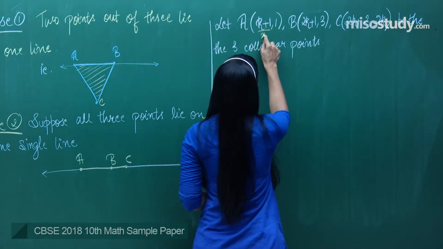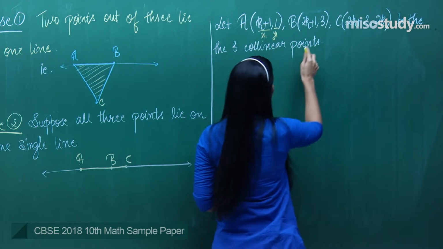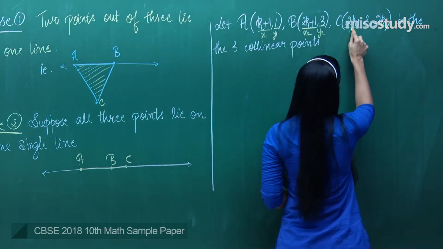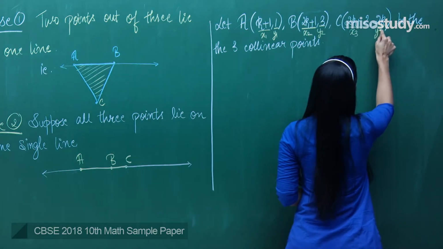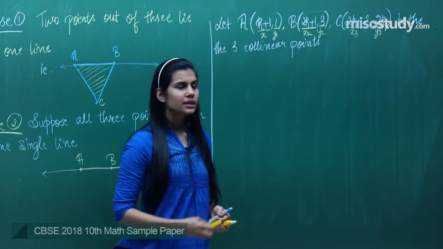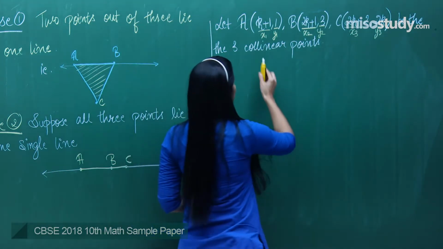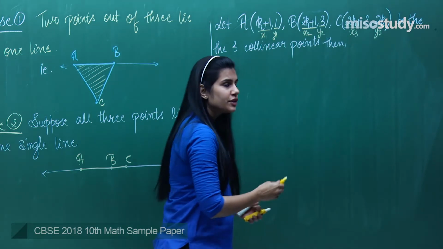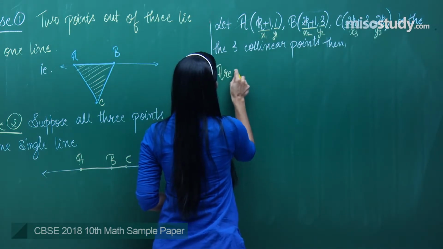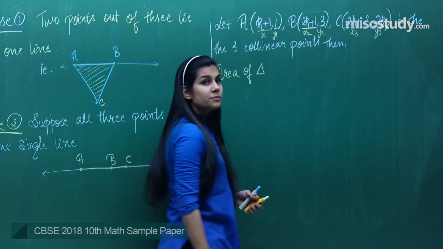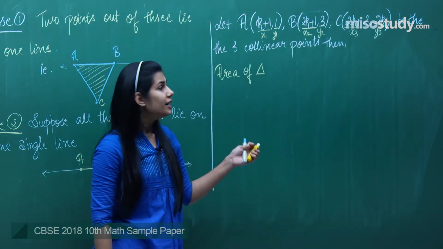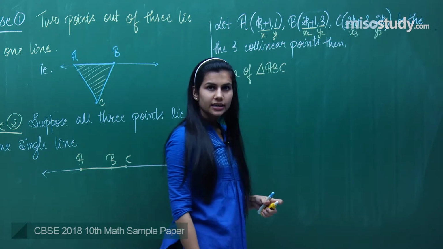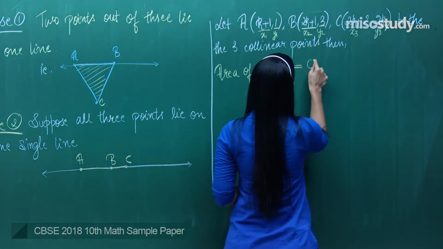Now, you can take k plus 1 as x1, 1 as y1, 2k plus 1 as x2, 3 as y2, 2k plus 2 as x3, this as y3. Why am I doing this? Well, let's just get started. If these are the 3 points which are collinear, then the area of the triangle which is made by joining these 3 points, or which has vertices A, B and C, therefore triangle ABC, area of the triangle ABC in this case will be 0.